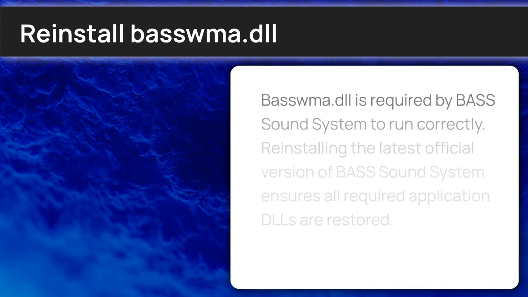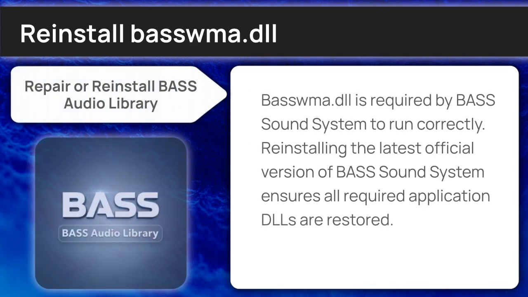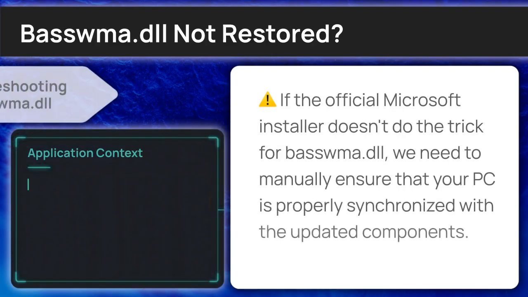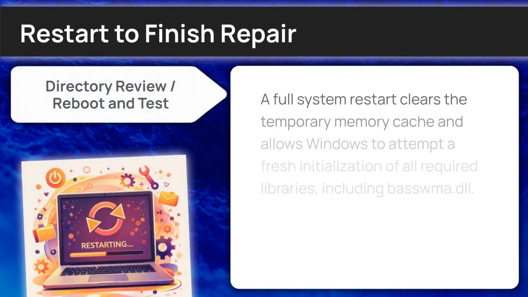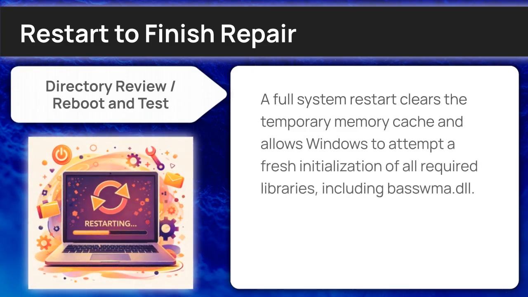The BASS WMA module DLL is a third-party application file associated with BASS Sound System. Performing a clean reinstall of the latest version of BASS Sound System will restore the correct version of this file. If no luck was had with the redistributable package, we will escalate the fix by performing a targeted reset of the system state. A quick reboot can determine if the error is transient. While it won't fix a deleted file, it can re-establish the connection between your software and the BASS WMA module file if the path was temporarily busy.